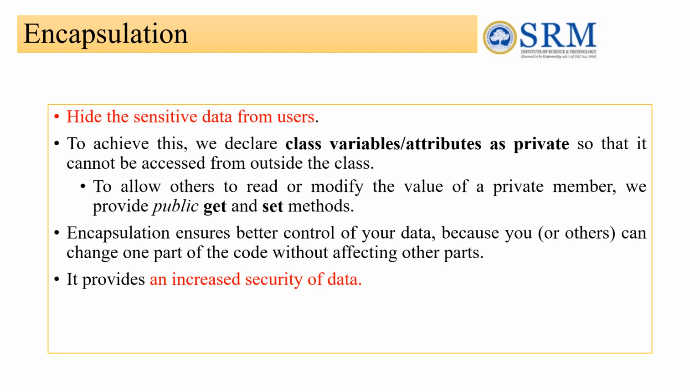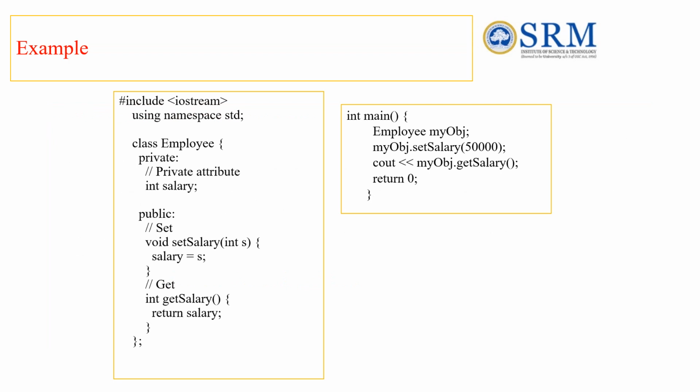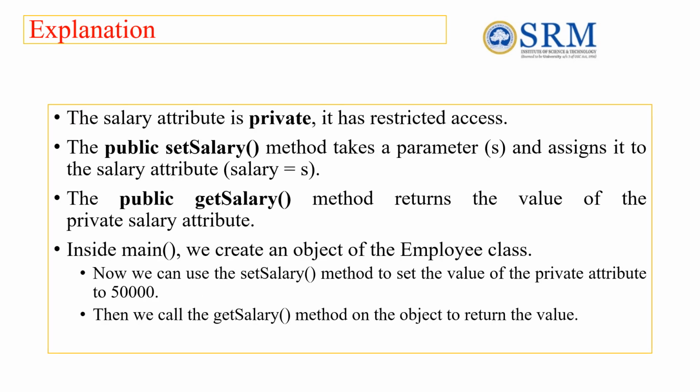Encapsulation. What is meant by encapsulation? It is used to read or modify the value of a private member. We provide public get and set methods. Here is an example which shows how to use get and set. So the salary of any employee can be kept as a private attribute, and we get that value using the set function and get function.